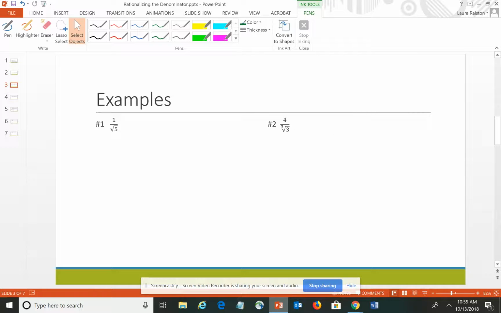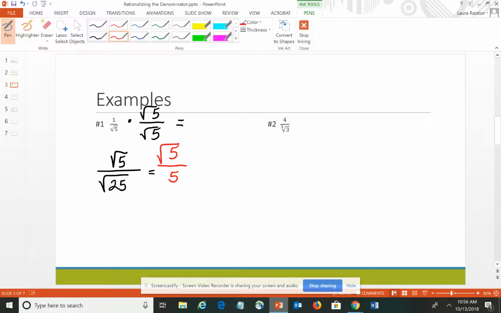So let's take a look at a couple of examples. 1 over the square root of 5. I need to force the square root of 5 to be a perfect square. In order to do that, I need to multiply it by a second 5. So I'm going to multiply both the numerator and the denominator by the square root of 5, so that I have 1 times the square root of 5, which is the square root of 5, over the square root of 25. But 25 is a perfect square, so we can simplify that, and we end up with the square root of 5 over 5.